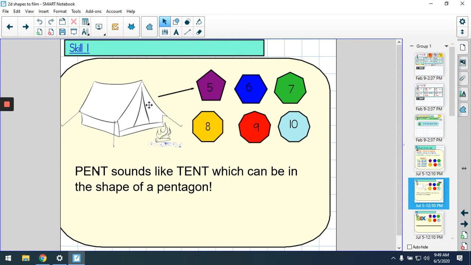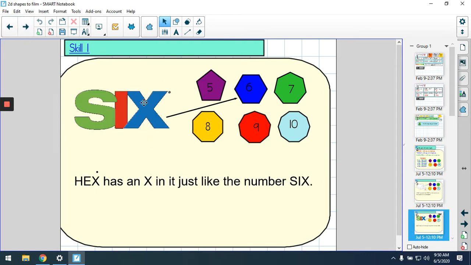Some tricks to help you remember their names. Pent sounds like tent, and if we think about the tent shape here, then that's similar to the shape that we have on a pentagon. So this is a regular pentagon. This would be an irregular pentagon. 1, 2, 3, 4, 5 sides, but you can see they're different lengths. 6 sides, and we've got the X in hexagon. So if you think of 6 and X, hexagon. So pentagon, hexagon.